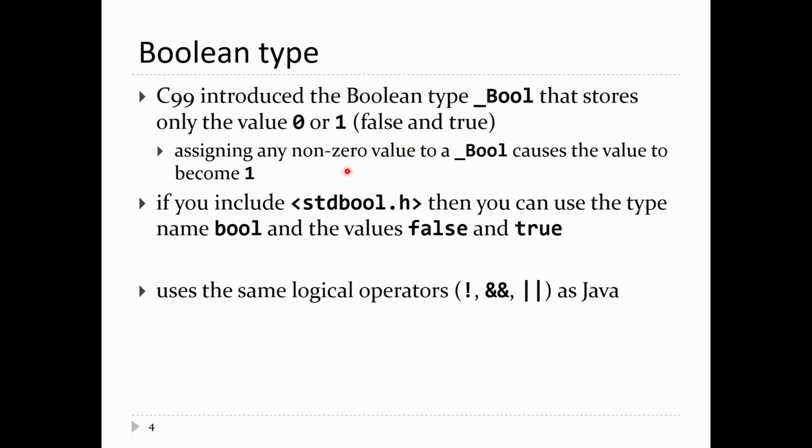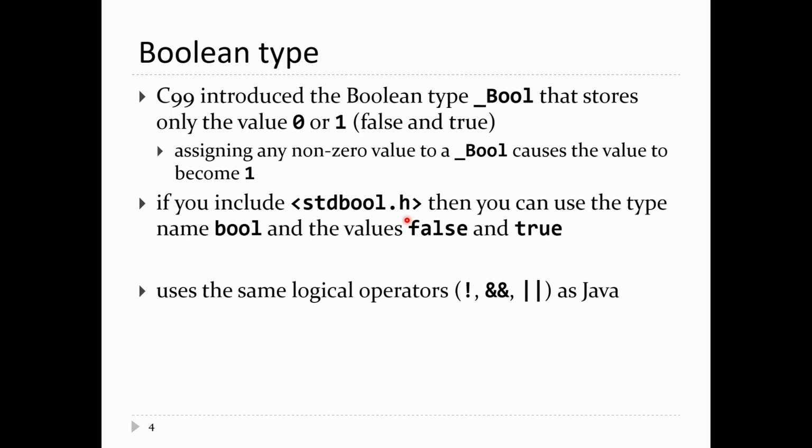Now, you can actually assign any non-zero value to a bool. For example, you can assign the value 0.5 to a bool, and the compiler will automatically convert that to true. So any non-zero value gets converted to 1 when you store it in a bool. I'm going to show you that in a second.